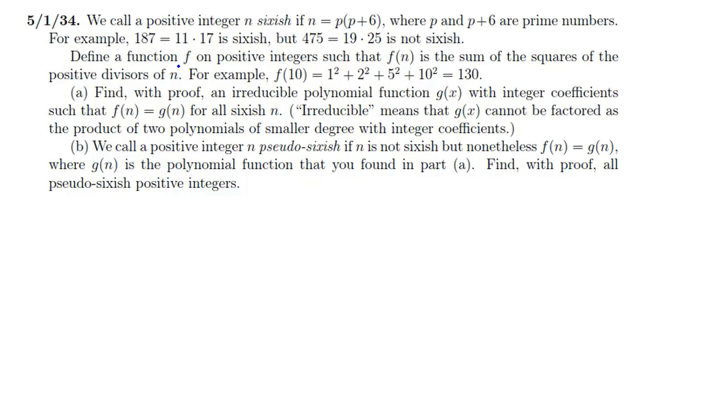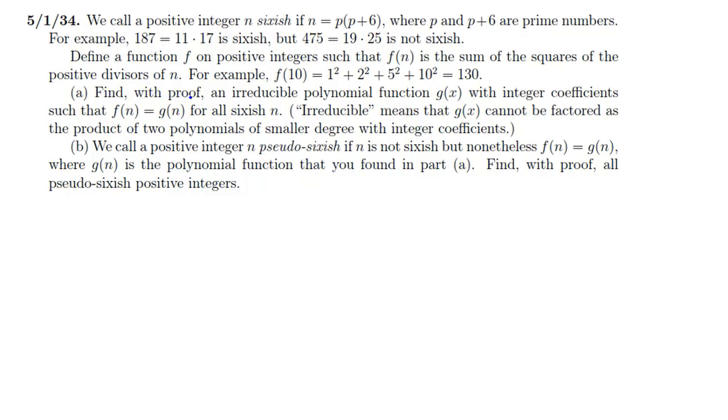Define a function f on positive integers such that f of n is the sum of the squares of the positive divisors of n. For example, the divisors of 10 are 1, 2, 5, 10. The sum of their squares equals 1 squared plus 2 squared plus 5 squared plus 10 squared, which is 130.